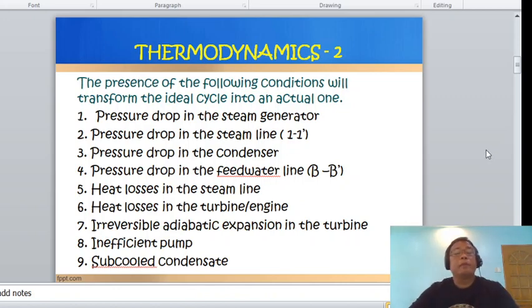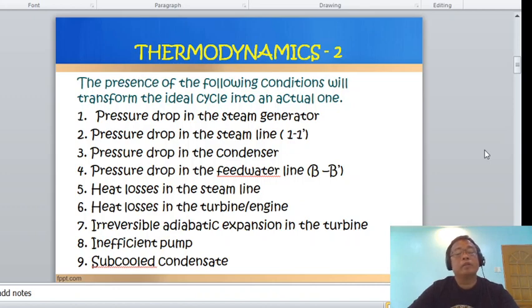The presence of the following conditions will transform the ideal cycle into an actual one. Previously we used the ideal cycle. First, we have the pressure drop in the steam generator. If there is a pressure drop in the boiler, of course, the process is now an actual one. Another is pressure drop in the steam line, pressure drop in the condenser, pressure drop in the feed water line.